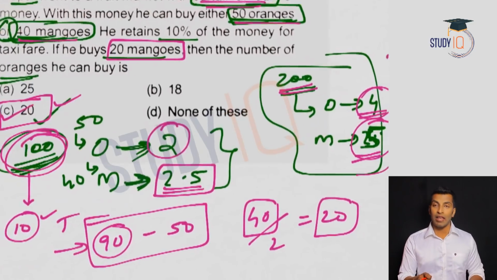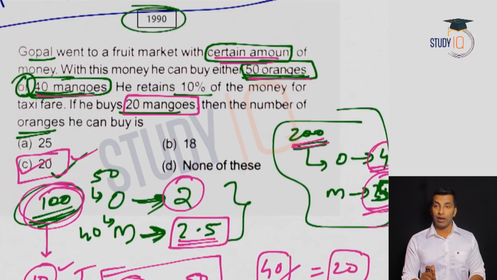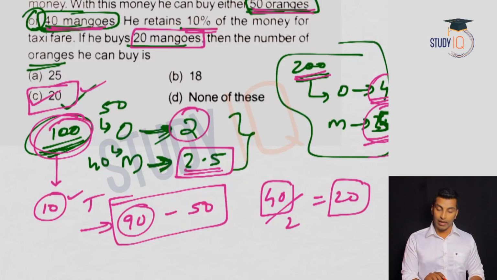You can assume any value as the amount that you are having. But then, based on that value, find the rate of orange and mango. Then keep away this 10%. Then the balance you can calculate. Okay. And you will understand how many oranges you can buy. So very easy question. Answer for this question is C, 20.